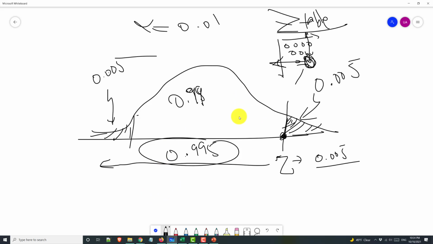I think it's a waste of time because we can easily use Excel to convert the probability of 0.995 to the corresponding z-score.